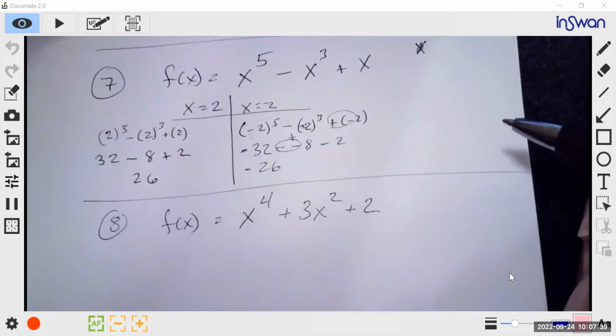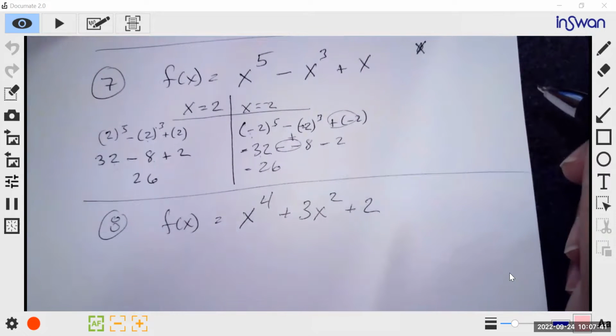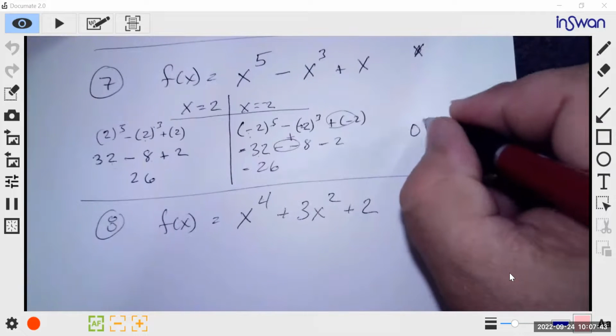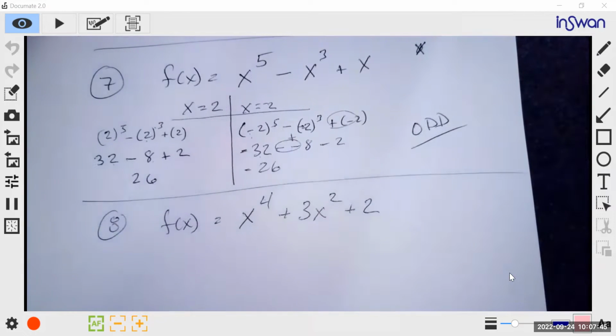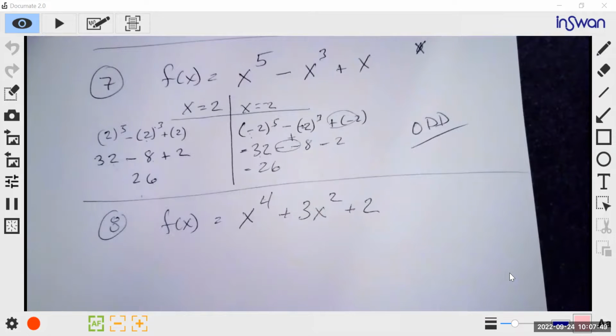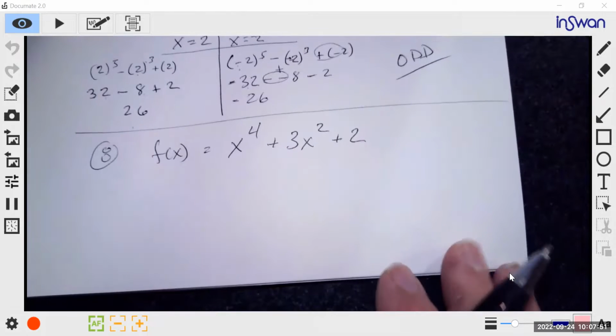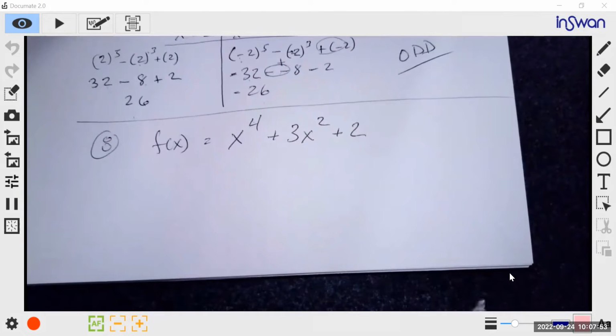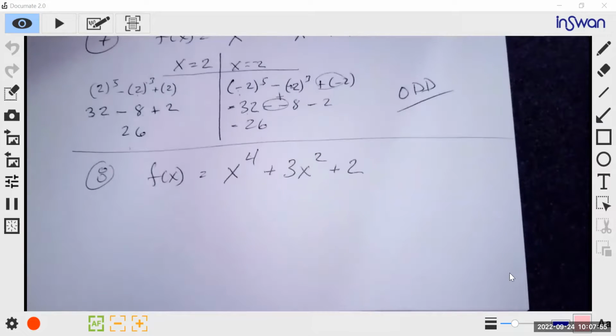So what does that tell us? It's an odd number. Very good. Yes, because you have the same number, 26. One's positive, one's negative, so it's odd. And then the last one.